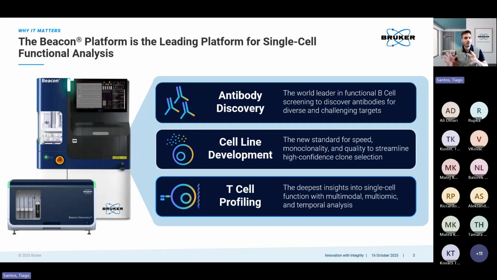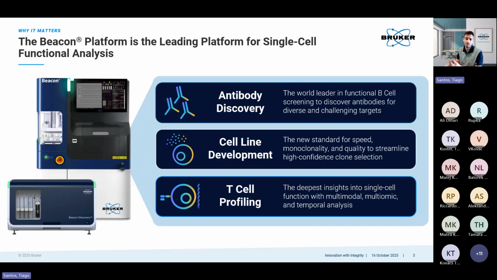In cell line development, I won't focus too much on cell line development during this presentation, but it's also the gold standard because, as you will see, it allows you to culture the cell lines in very good conditions, and it is really the gold standard when it comes to guaranteeing monoclonality, above 99%, guaranteeing as well the capacity to look at tighter ranking of the clones and also population dynamics and the stability of those clones.